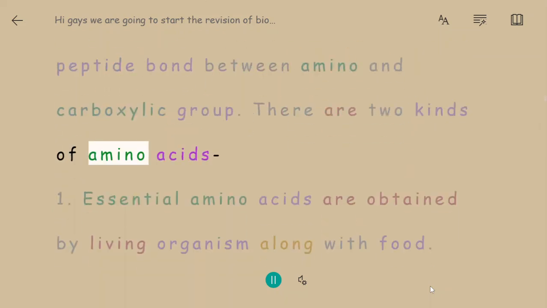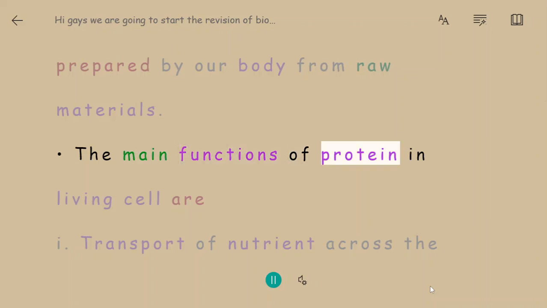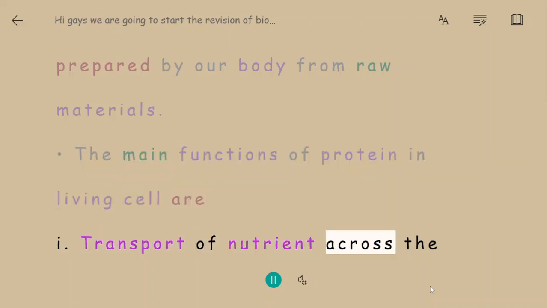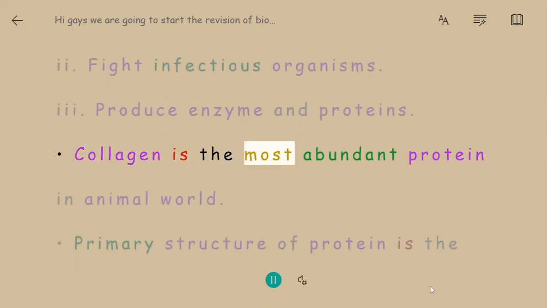There are two kinds of amino acids. 1. Essential amino acids are obtained by living organisms along with food. 2. Non-essential amino acids can be prepared by our body from raw materials. The main functions of protein in living cells are: 1. Transport of nutrients across the membrane. 2. Fight infectious organisms. 3. Produce enzymes and proteins. Collagen is the most abundant protein in the animal world.